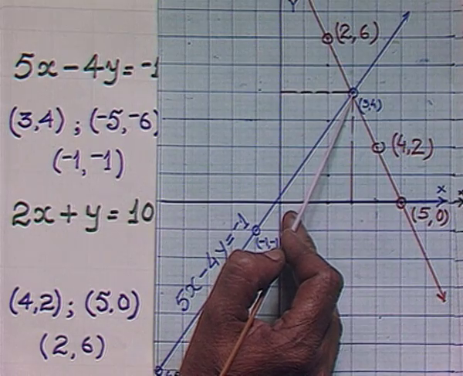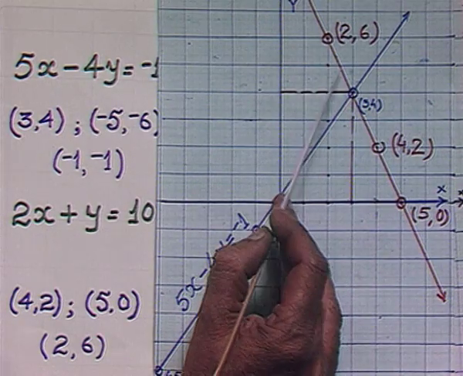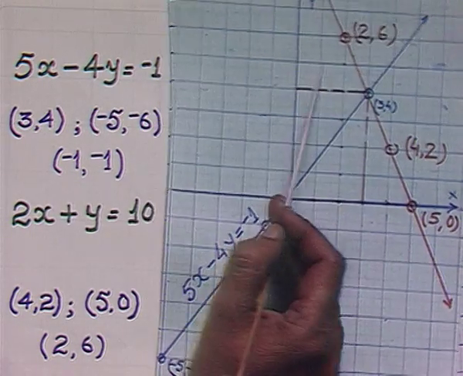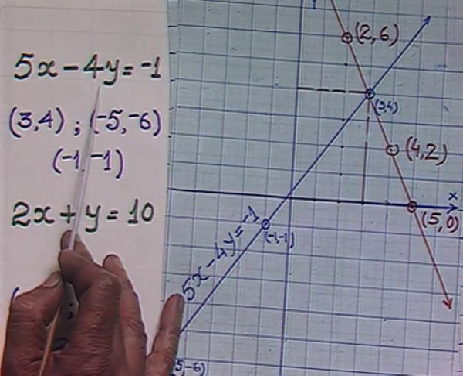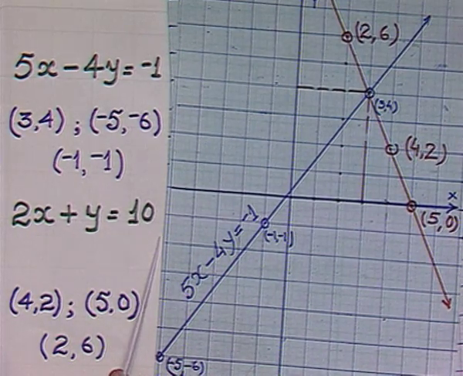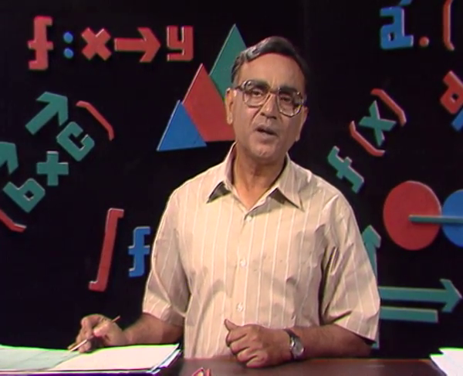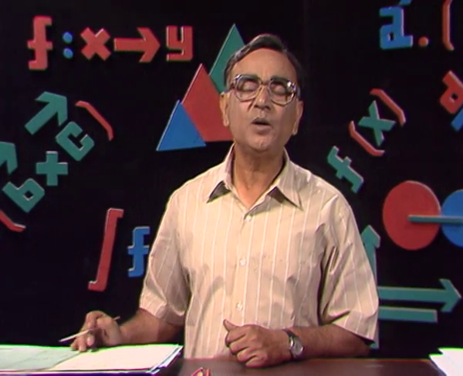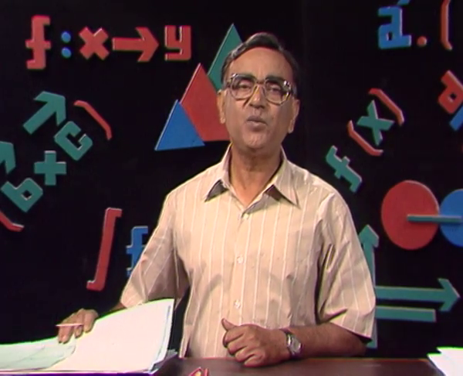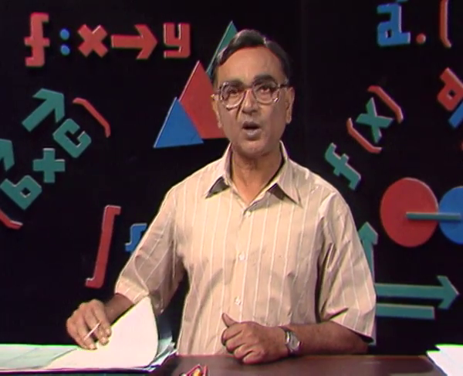This point is present in both the lines, hence we say that this point is a solution for both the equations, and hence this is a solution for the system of equations, and the system is 5x minus 4y equals minus 1 and 2x plus y equals 10. So here we saw that when the two lines are plotted on graph paper, they intersect in a point, the ordered pair corresponding to that point satisfies both the equations, and hence it forms the solution of the system.